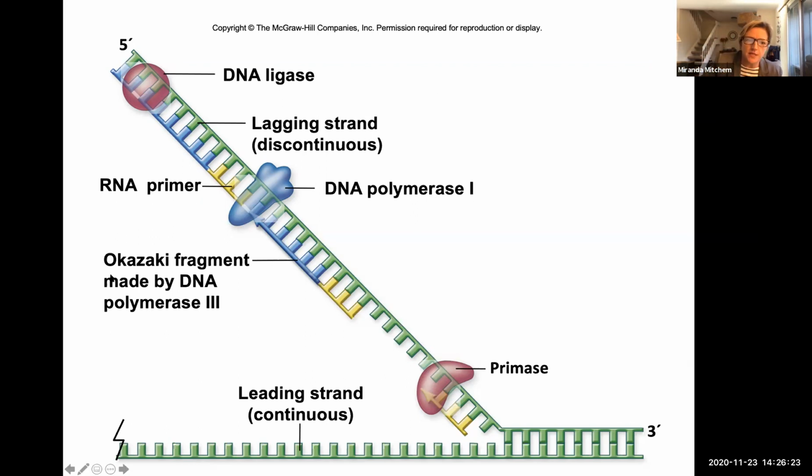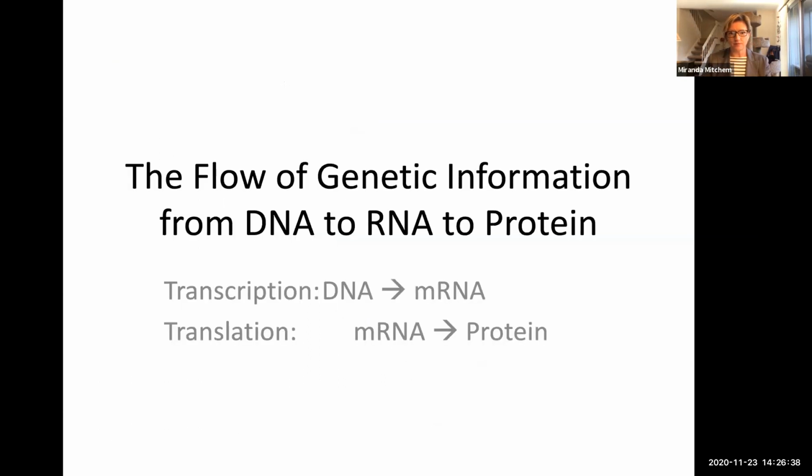Now these little pieces, here's the name of what they're called, Okazaki fragments. And that is after the person who discovered them, who first identified the process of lagging strand synthesis. All right. Hopefully, I know you'll have to spend some time with those concepts to put them together.